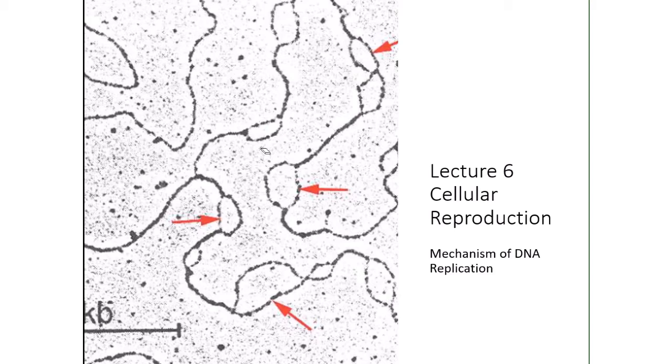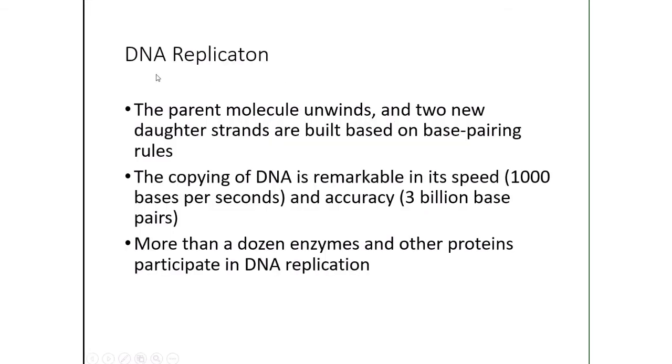So here in this picture, this is actually a whole strand of DNA, okay? And what happens is there is kind of like a bubble that opens up in the middle, and this is where DNA replication is going to start. These bubbles are called replication bubbles. So in DNA replication, the parent molecule is going to unwind, and the two new daughter strands are going to be built based on base pairing rules.